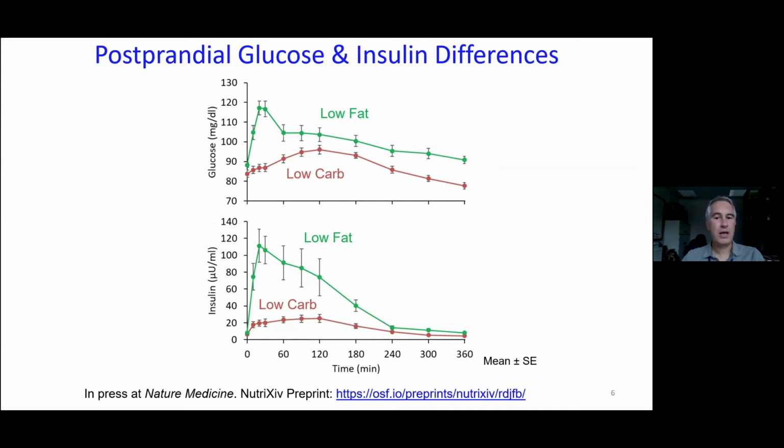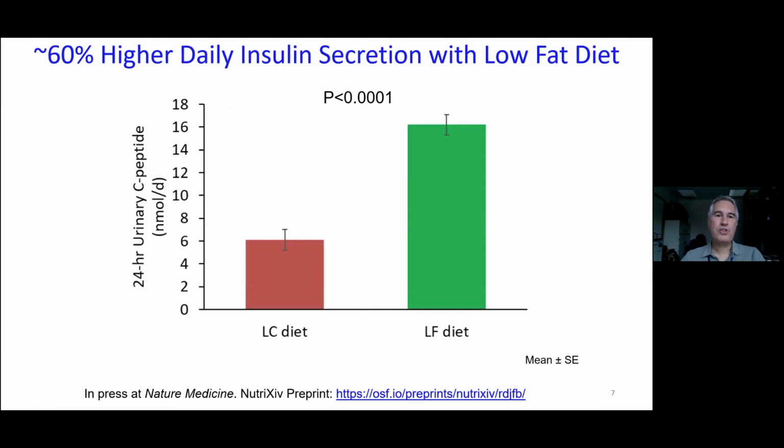So here are some meal tests on these two diets. On the top, you can see that the low-fat diet leads to a much greater glucose excursion after the meals compared to the low-carb diet in red, and more than threefold greater area under the insulin curve on the bottom panel compared to the low-carb diet. In fact, we measured 24-hour urinary C-peptide, a molecule that's co-secreted with insulin on a one-to-one basis. But unlike insulin, which is cleared by a variety of tissues in the body, C-peptide is only cleared in the urine, and therefore by measuring the amount of C-peptide excreted in the urine daily, we can get an accurate measure of daily insulin secretion.